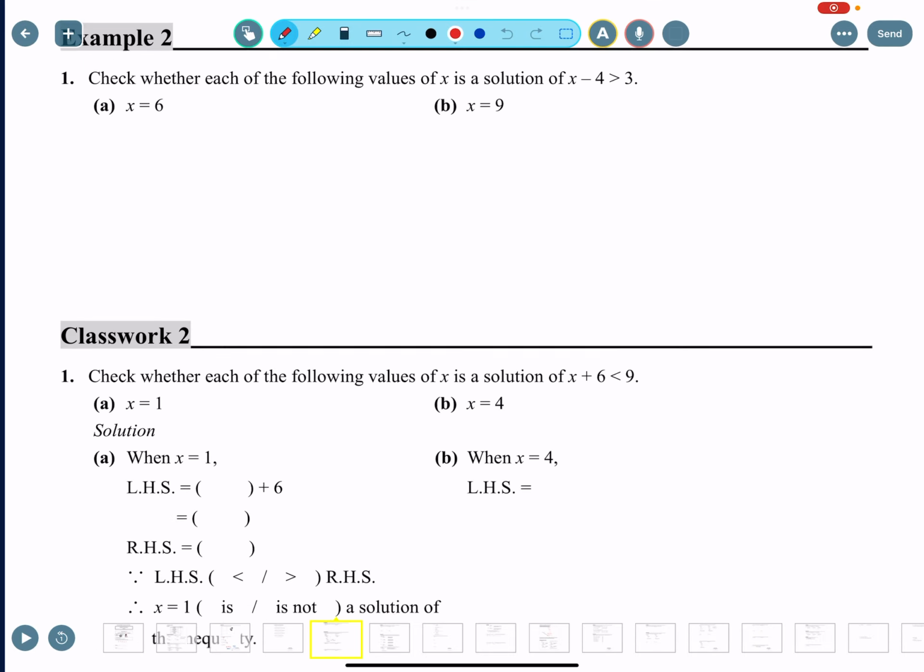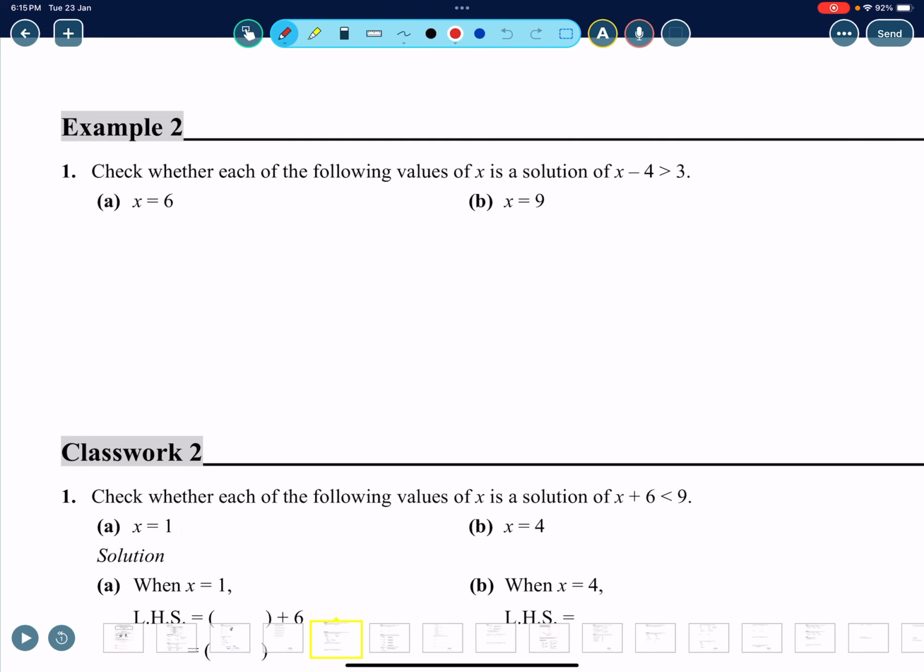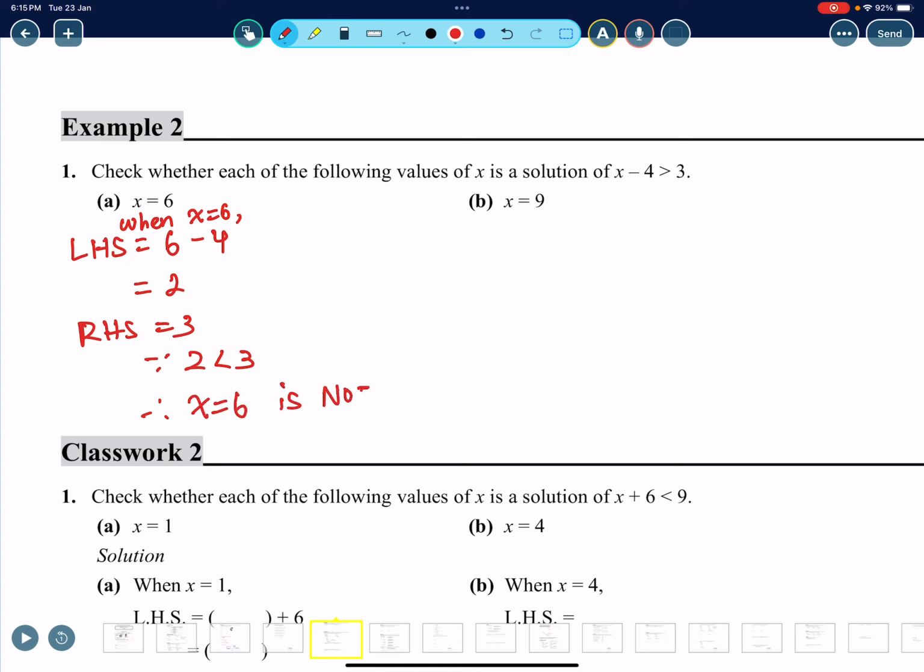Now let's get to the tasty part. Here, you need to compare the left side with the right side. Left hand side equals to x minus 4, right? But if you're gonna put x equals 6, then you're gonna have 6 minus 4, which is 2. Right hand side is 3. Then you can write if 2 is smaller than 3, therefore x equals 6 is not a solution. Why not?